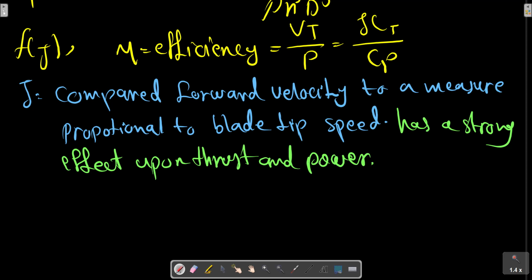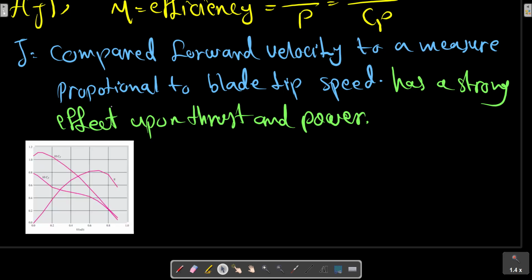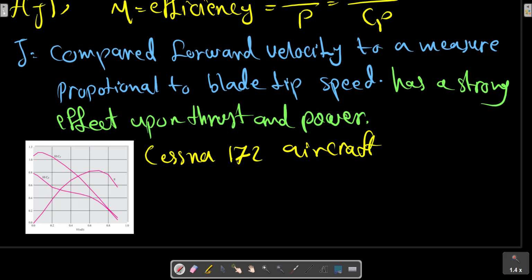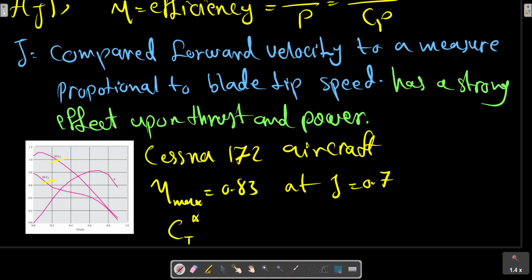This figure shows performance data for a propeller used on the Cessna 172 aircraft. The thrust and power coefficients are small and are multiplied by 10 as shown. The maximum efficiency eta max occurs at the best efficiency point, with CT star and CP star for this case of the problem.